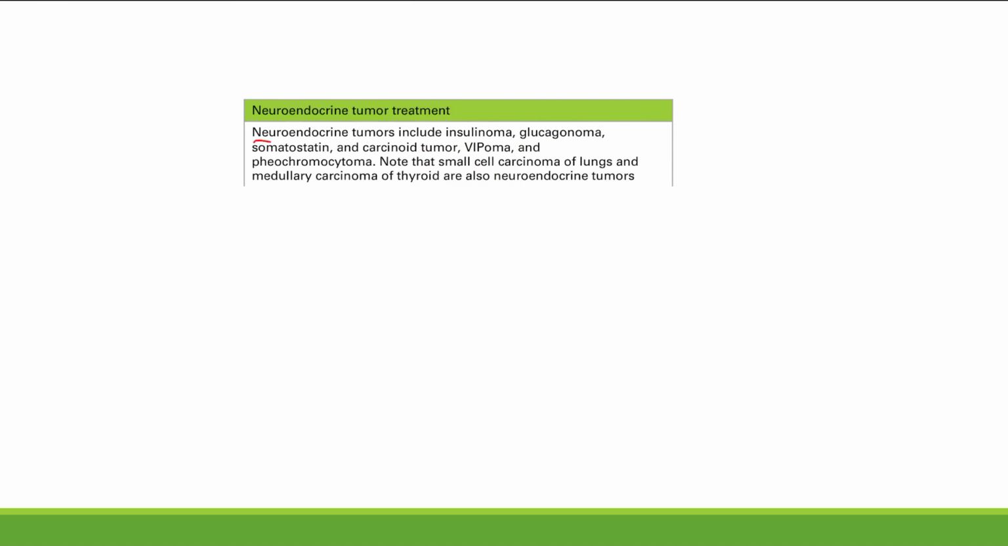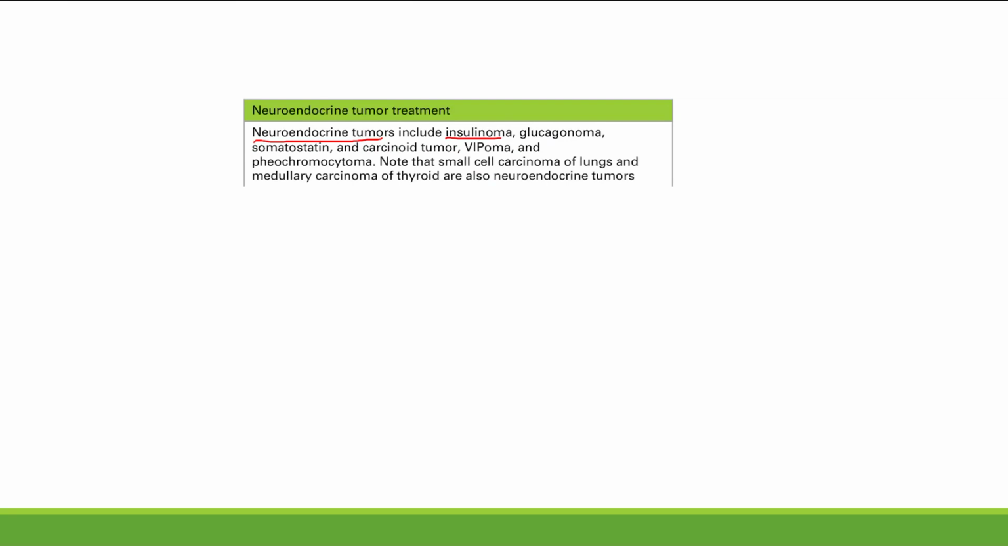Okay, finally, treatment. Treatment for all this stuff, first of all, neuroendocrine tumors include all this stuff: insulinoma, everything we just talked about. Insulinoma, glucagonoma, somatostatinoma, carcinoid tumor, VIP-oma, and also pheochromocytoma, which we haven't talked about. So these neuroendocrine tumors basically are tumors of cells that receive nerve input and release hormones. So hence the neuroendocrine name.